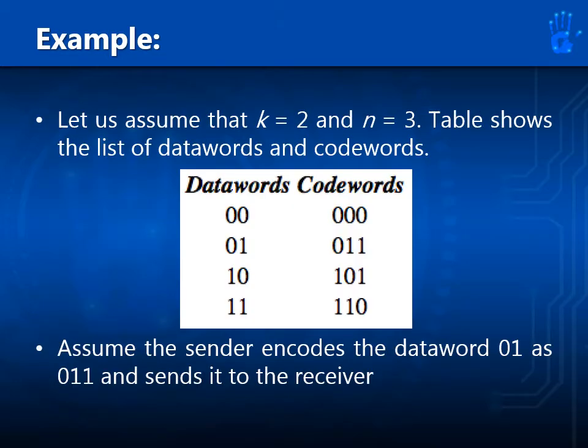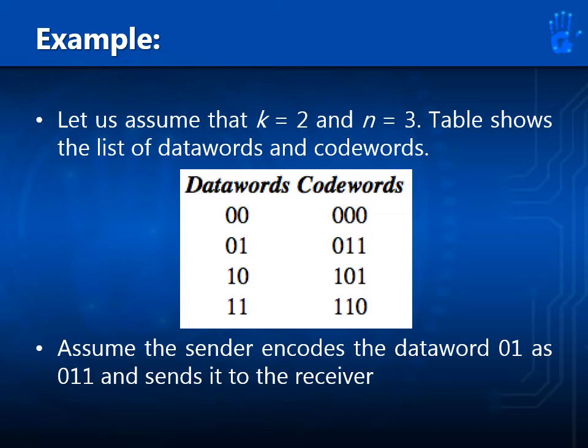Let us look at an example. Let us assume that k equals 2. So there are only 2 bits of data words and n equals 3. Therefore, r is equal to 1. We only have 1 redundancy bit. The table shows the list of data words and code words. Assume the sender encodes the data word 01 as 011 and sends it to the receiver. When the receiver receives the message 011, it will deem it to be correct.